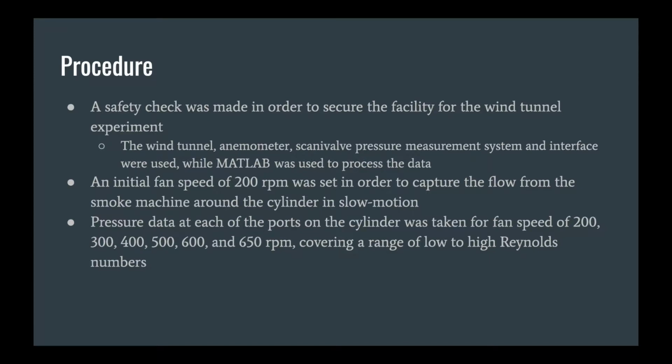In order to start the experiment, we did a safety check to secure the wind tunnel by ensuring the doors were securely closed and everyone was ready for the test. For collecting the pressure data for each flow regime, we used the ScanEvalve pressure measurement system and used MATLAB to process the data we collected. In order to capture the flow due to the smoke over the surface of the cylinder, we set a fan speed of 200 revolutions per minute. Also, we collected pressure data at each of the ports on the cylinder at different fan speeds that covered a range of low and high Reynolds numbers.